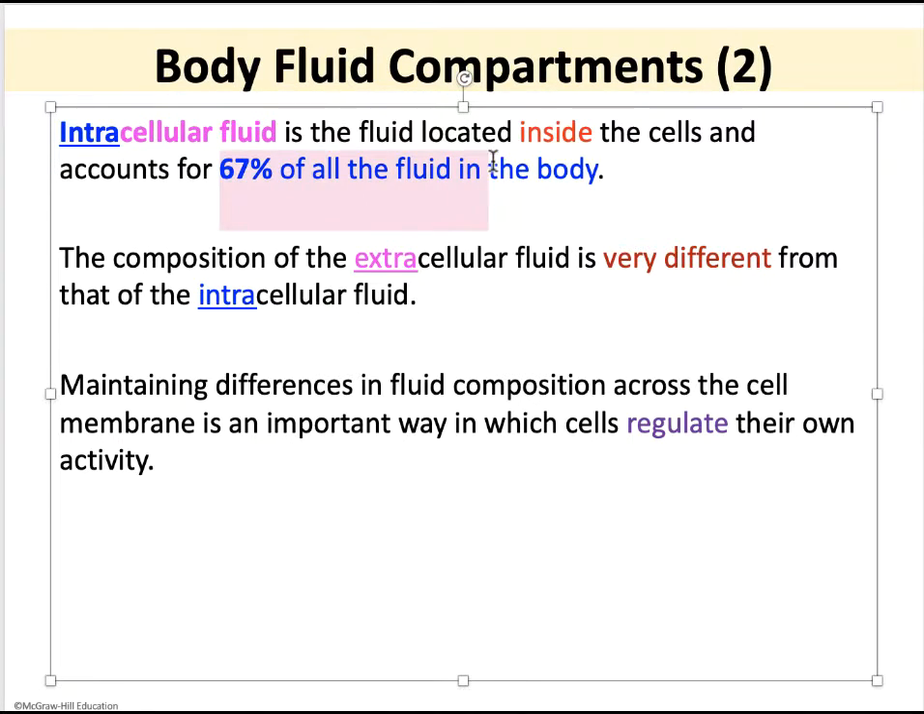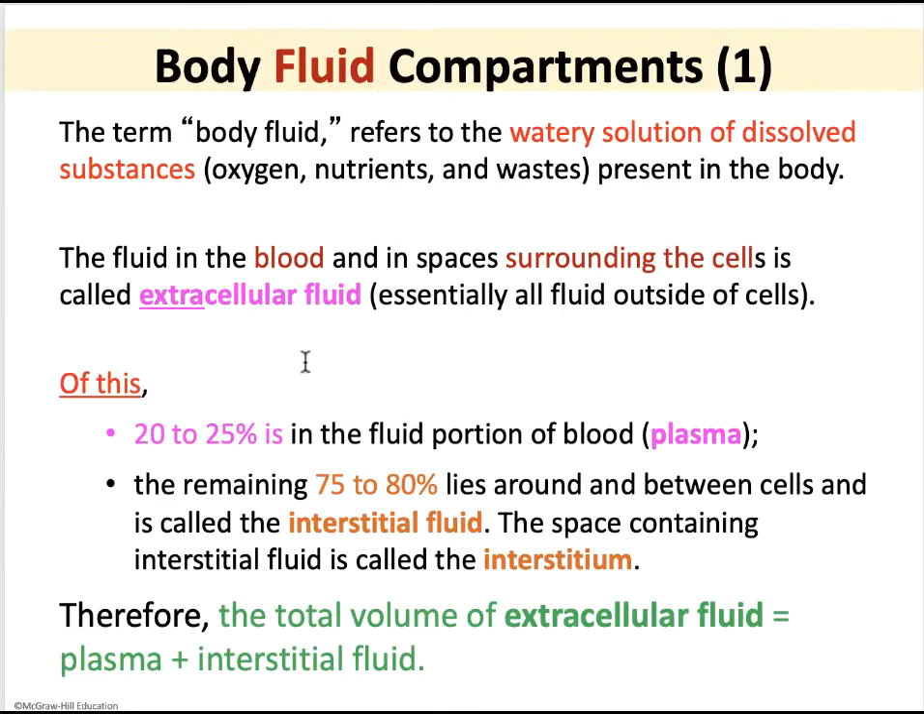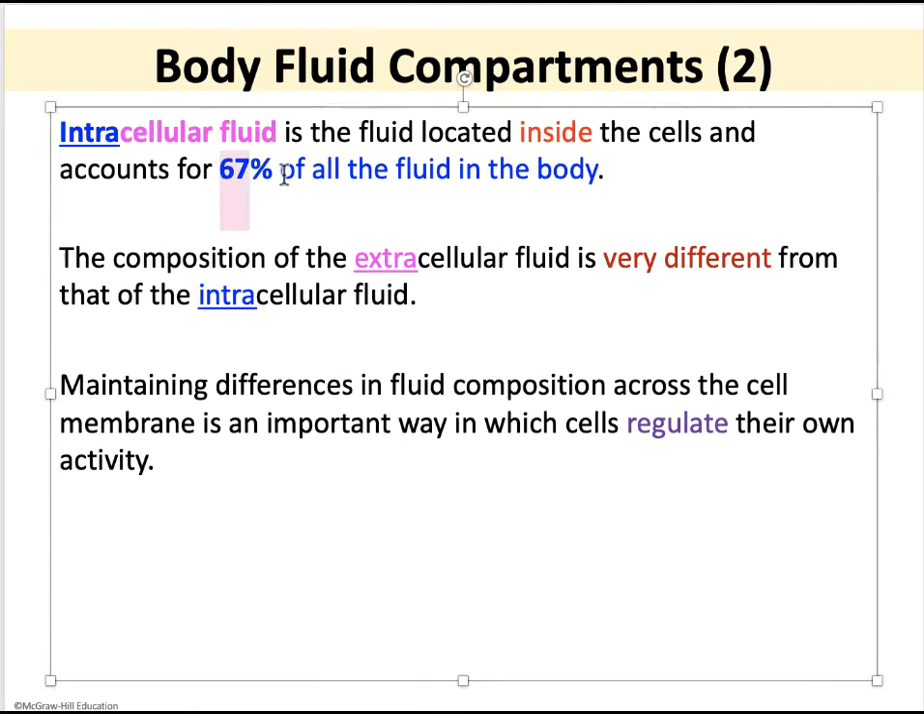In fact, 2/3 of the fluid in your body is found inside cells. Only 1/3 is found outside cells. That would be extracellular fluid. So the 67% of fluid inside cells has a name. It's called intracellular fluid, inside cells.